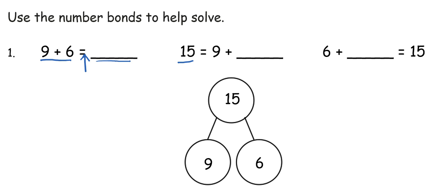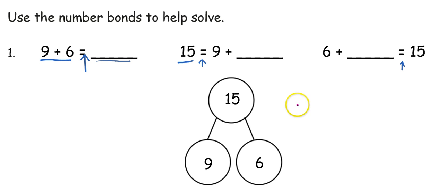It needs to balance with 9 plus another number. So the equal sign means that everything on one side is equal to everything else on the other side. In my last question, I know that 6 plus some number needs to balance with 15. So we need to think of that equal sign in terms of balancing both sides of the equal sign.